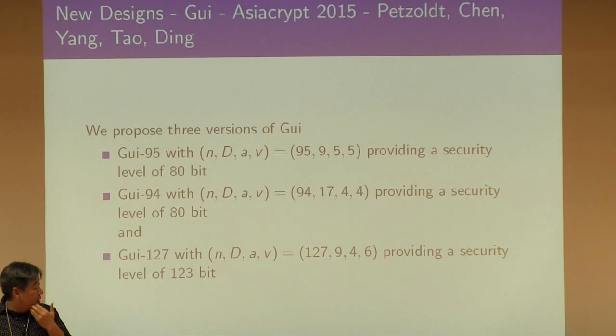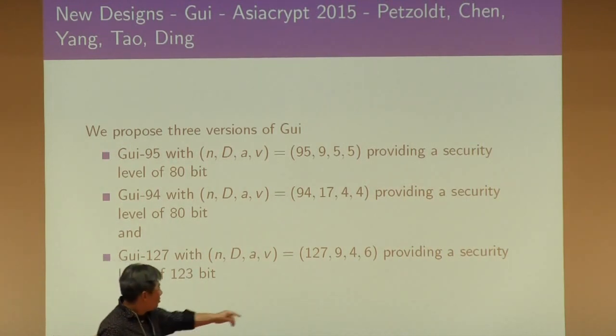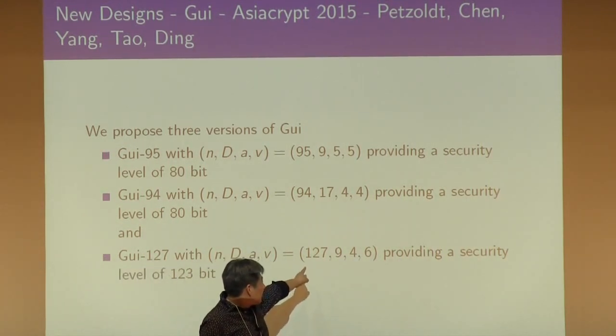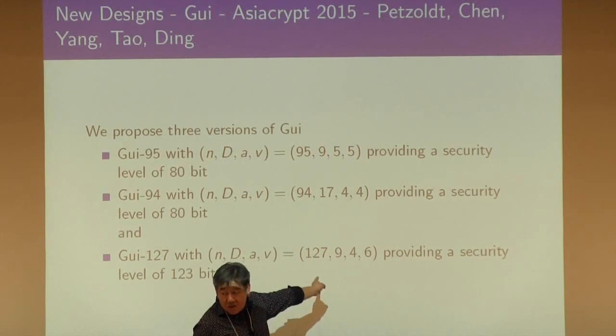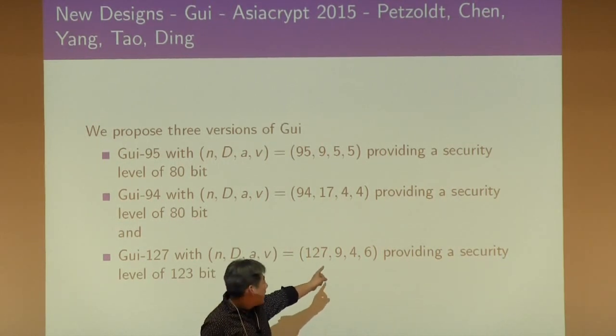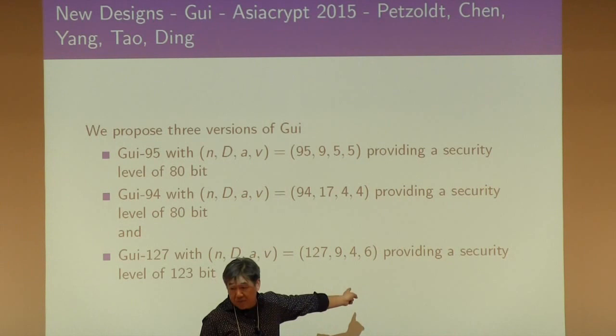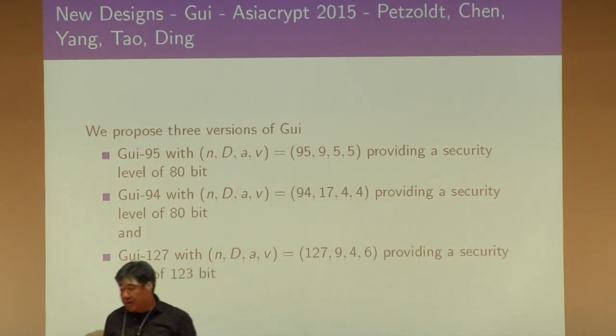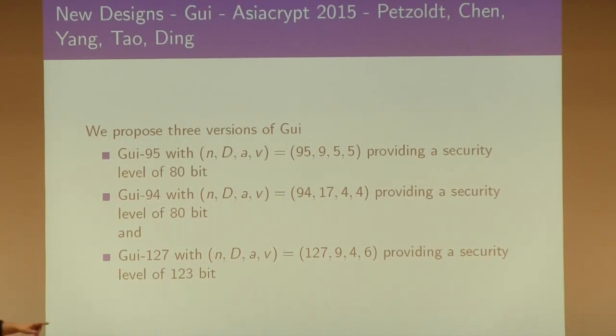So what do those numbers mean? Let's just look. 127 means the number of variables is 127. 9 means the degree of the HFE polynomial is 9. And the 4, oh sorry, 4 is A. The minus number, which means we remove 4 polynomials. 6 is the number of vinegar variables, which means we add 6 vinegar variables to the system.